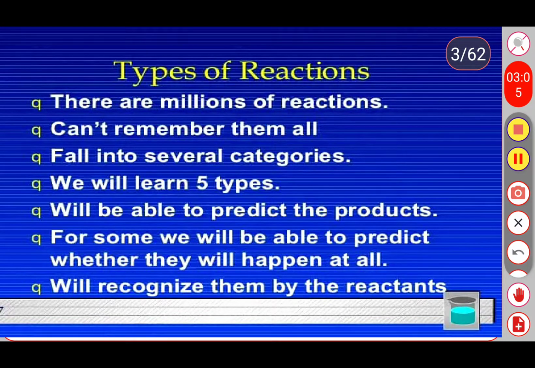Each and every chemical reaction has two parts. The first one is the reactant part and the second one is the product part. Reactants are represented on the left-hand side and products on the right-hand side. In between the reactants and products we put an arrow mark, which shows the direction of the reaction.